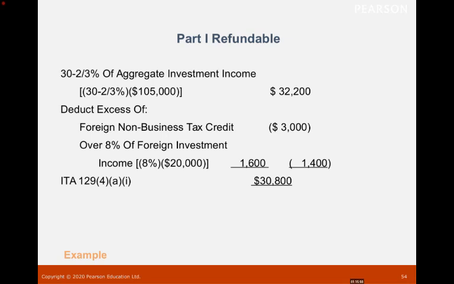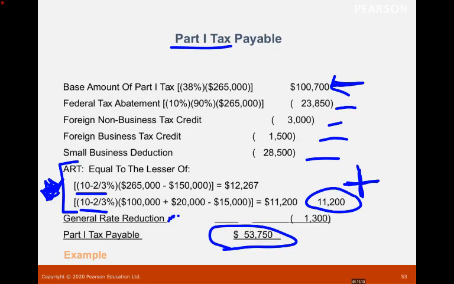So that was our Part 1 payable. Now what about our Part 1 refundable? Refundable is 30 2/3% of our aggregate investment income. So we already calculated that. We know it's 105, right? We calculated that back here: 100 plus 20 minus 15.